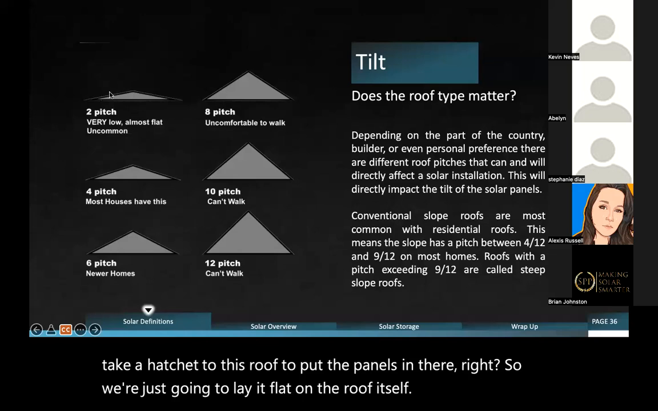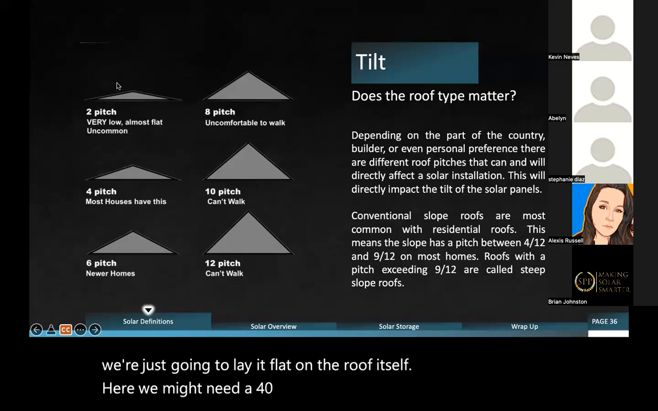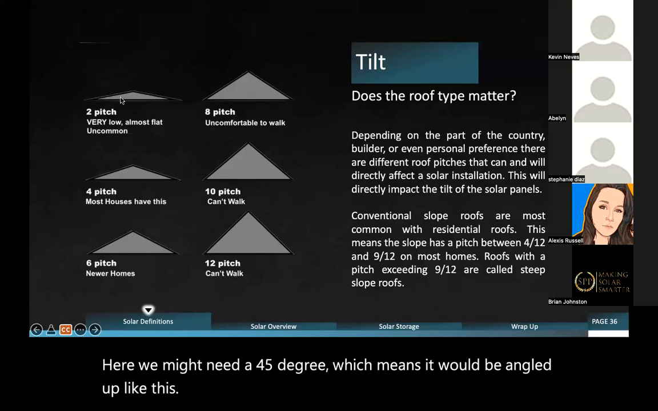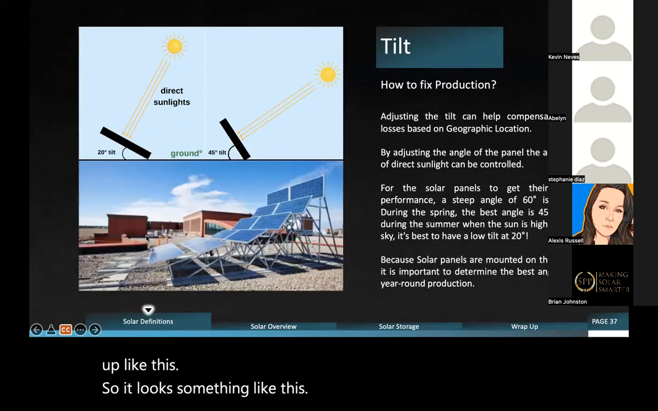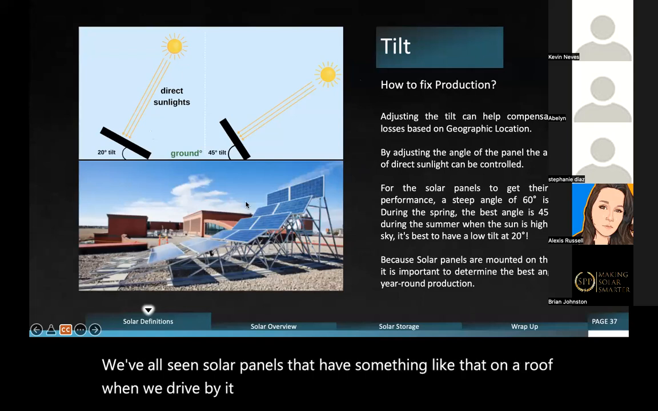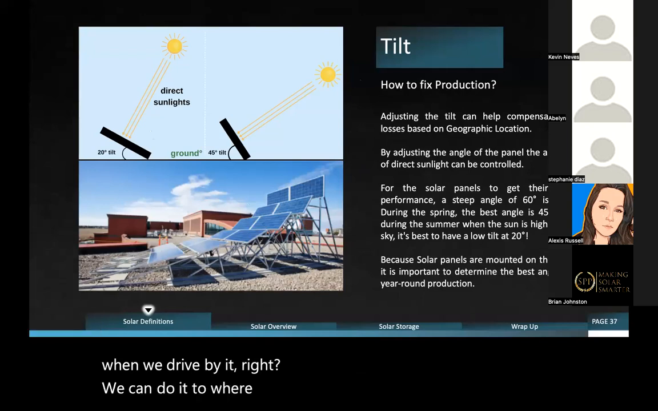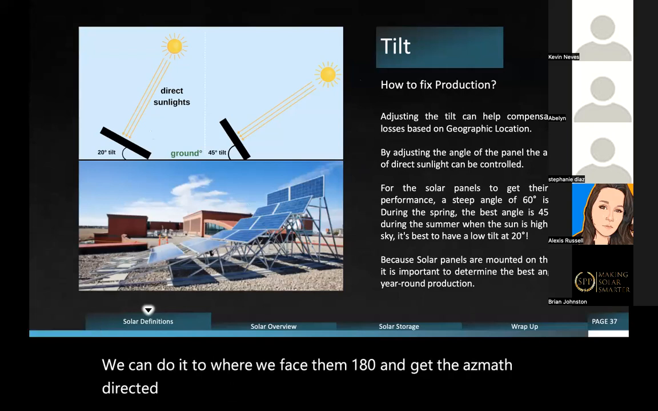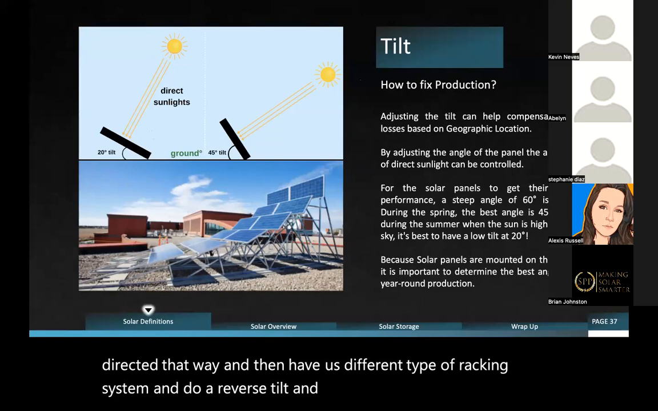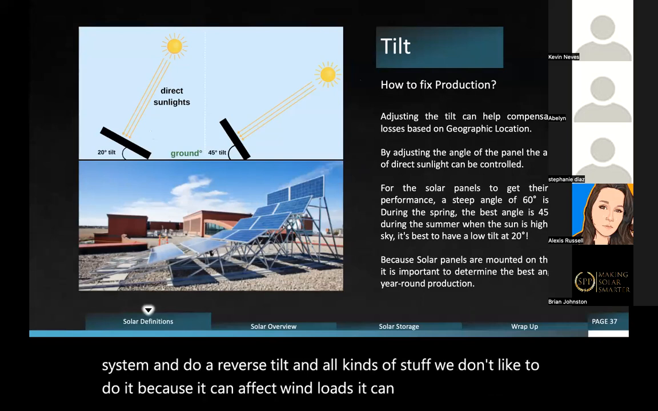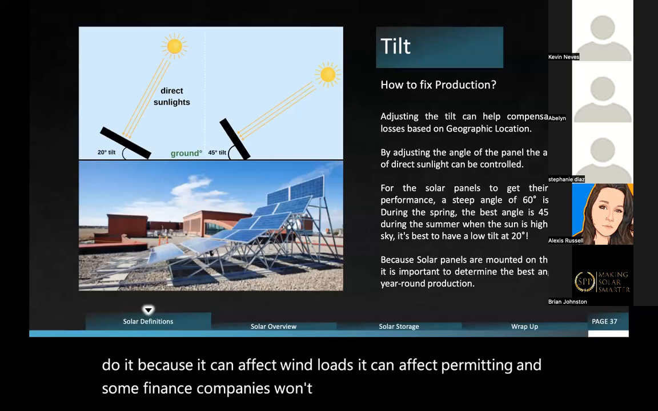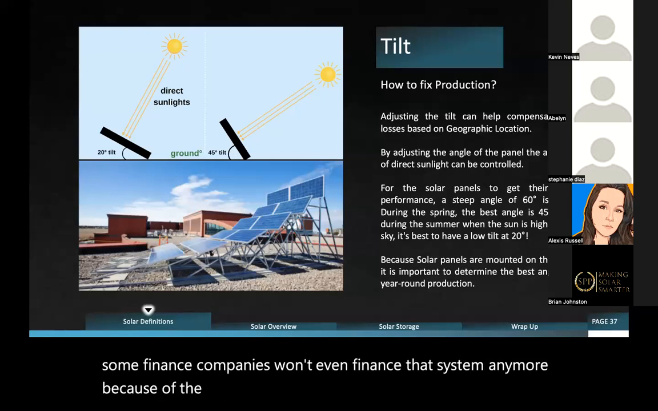Here, we might need a 45 degree, which means it would be angled up like this. Okay. So it looks something like this. This is what the tilt looks like. We've all seen solar panels that have something like that on a roof when we drive by it, right? We can do it to where we face them 180 and get the azimuth directed that way, and then have a different type of racking system and do a reverse tilt and all kinds of stuff. We don't like to do it because it can affect wind loads. It can affect permitting, and some finance companies won't even finance that system anymore because of the risk it causes to the roof and to the installation itself.